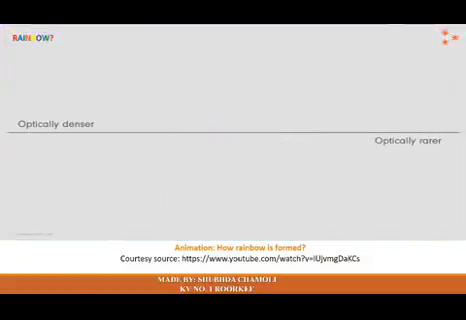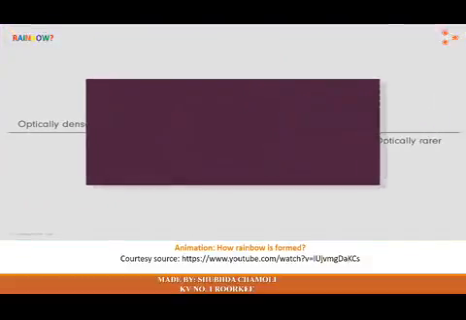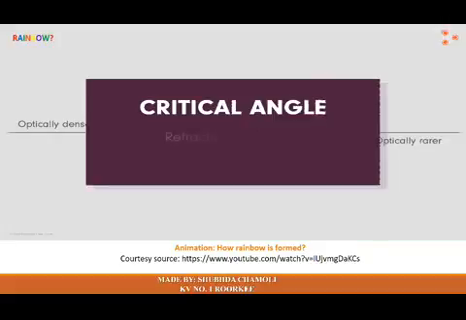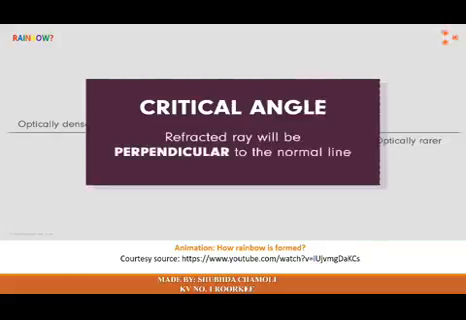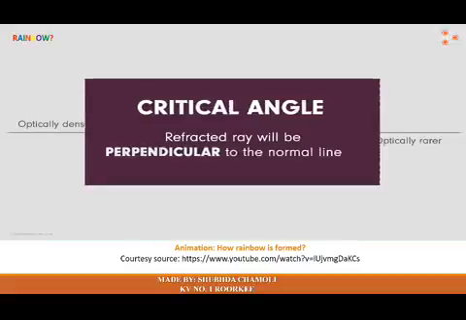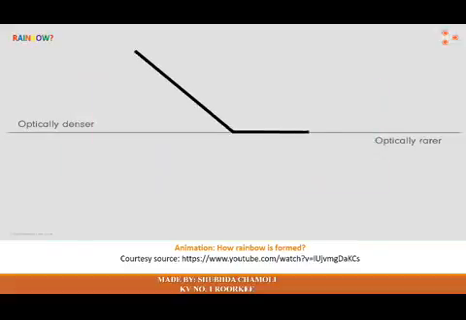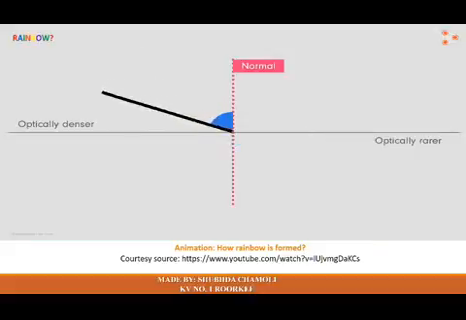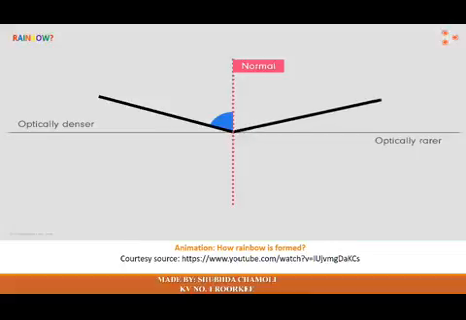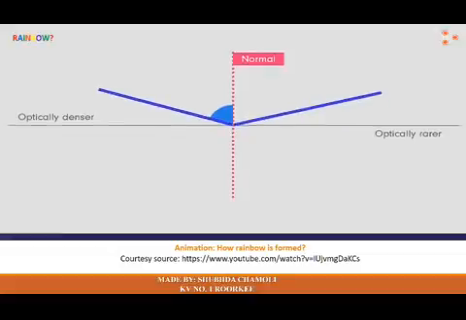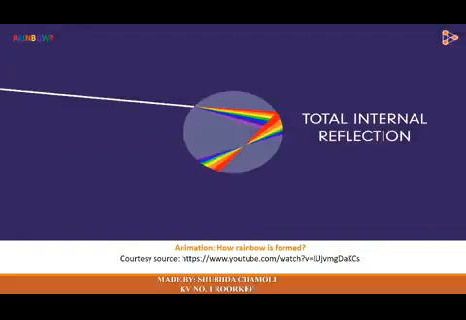But here's the interesting part. There is some angle called the critical angle at which the refracted ray will be perpendicular to the normal line. That's right. At this angle of incidence, we can see that the refracted ray is perpendicular to the normal. And if I further increase the angle of incidence, then the refracted ray will now travel through the incident medium. So if you notice, the ray is actually reflecting in the same medium. The same thing happens here in a water droplet as well.